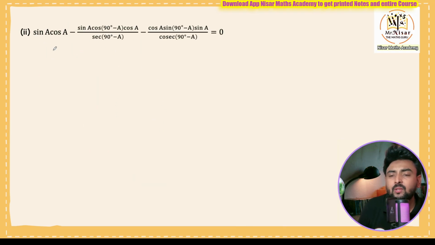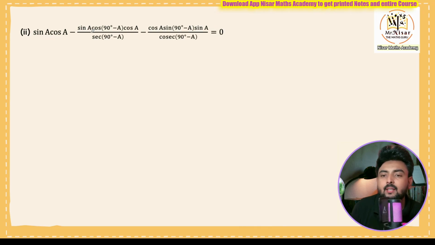The next question we have sin a into cos a, sin a into cos 90 minus a into cos a. So children, we have to prove this left hand side is equal to 0. What we'll do, children, first of all we'll just write what is given. Sin a into cos a we have, and then we have sin a cos 90 minus theta.